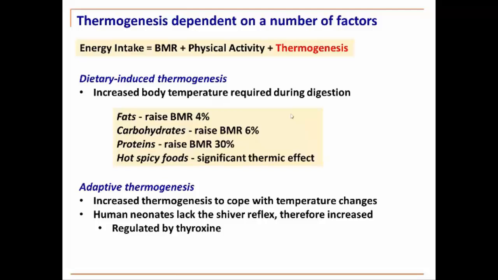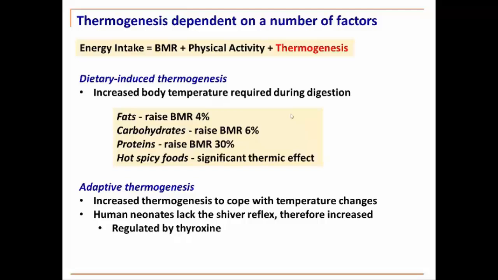Then you have adaptive thermogenesis. That's where you get increased heat production to cope with temperature changes, for example. So you go out into the cold, you start shivering, which is muscle contractions basically, that produces heat, and your thyroxine levels go up to increase your metabolic rate.